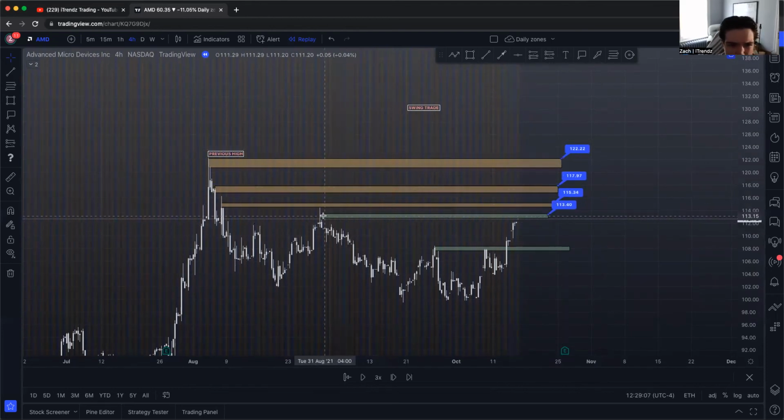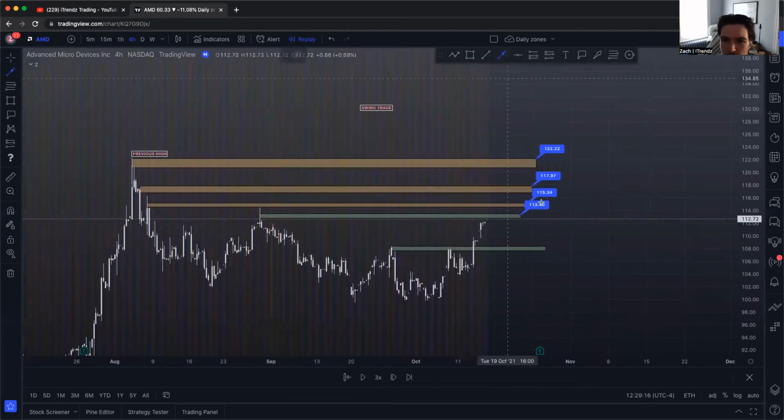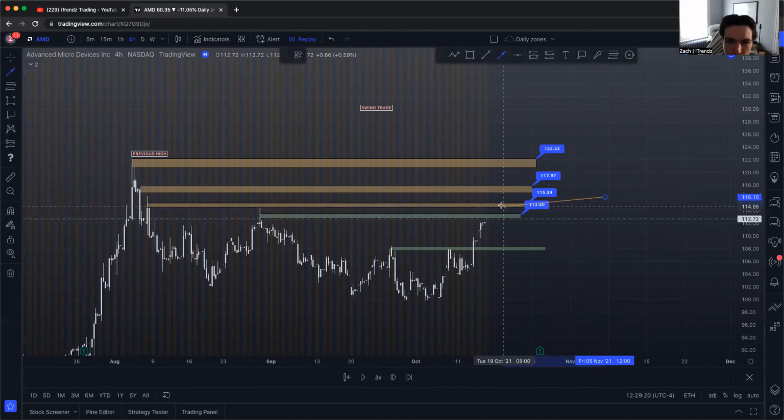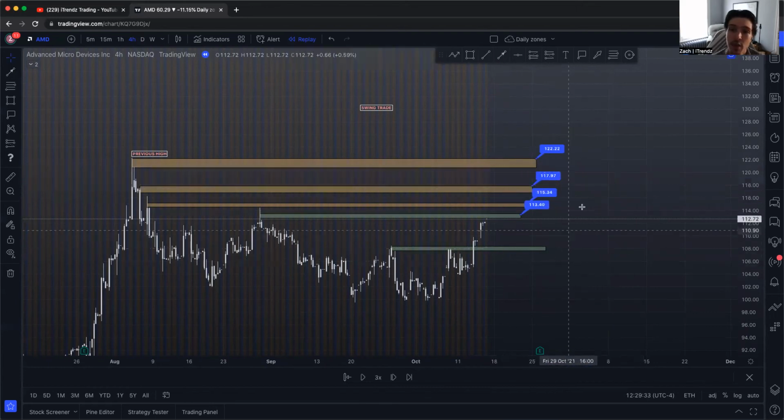Also, I'm noticing that on this 4 hour here, you see a big wick. That's good to see because this area might be less of a resistance as previously thought here. So basically what I'm thinking is that we're going to get our entry inside of this 113.40. We're going to have our first take profit at this 116, 115 area. Then we're going to have our second take profit inside of this 116.84 to 117. And then final take profit is going to be this 122.